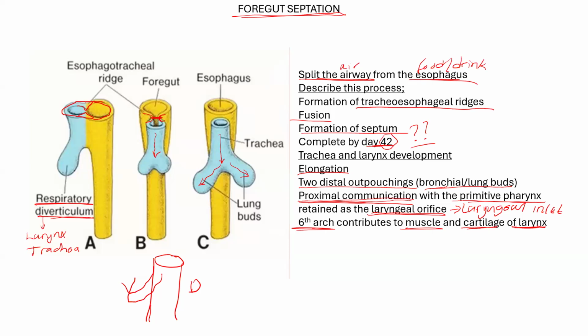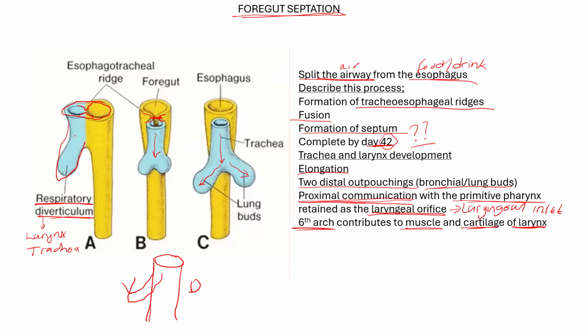Okay, I think we can now proceed. Please tell me if you can't see, if I stop sharing again. So the one asking if the respiratory diverticulum is the same as the tracheoesophageal ridges, no. The respiratory diverticulum is this outpouching, that's the respiratory diverticulum.